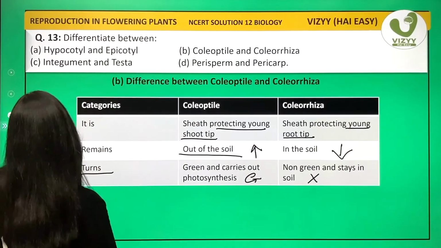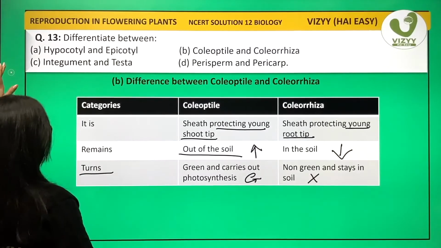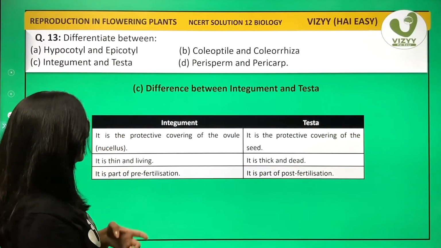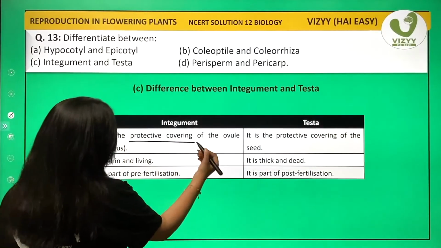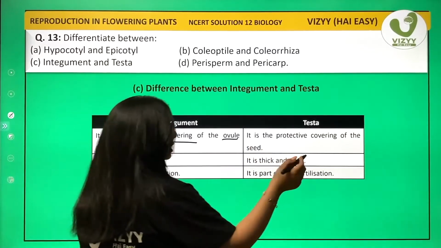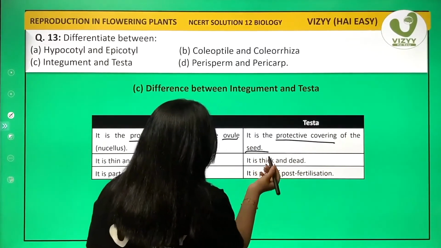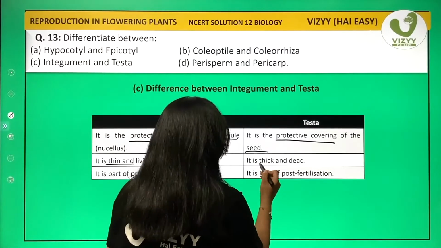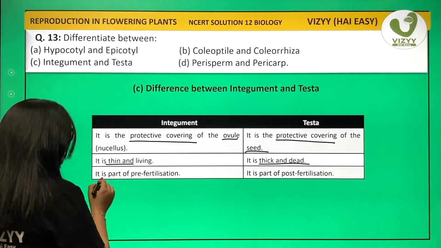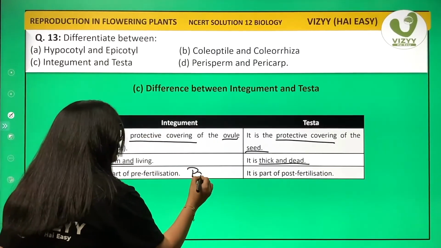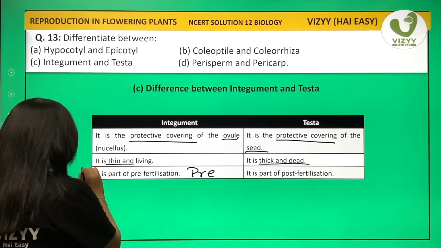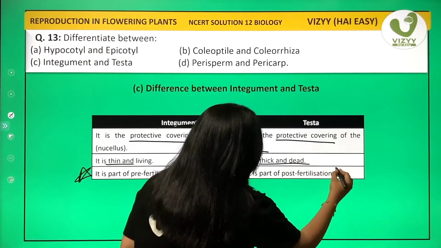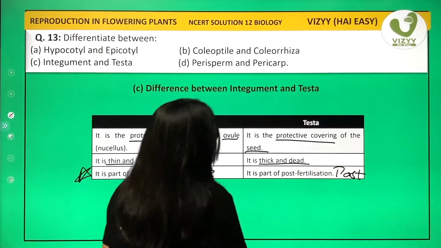Now, third difference, integument and testa. So what is integument? It is a protective covering of an ovule, whereas testa is the protective covering of the seed. Integument is living and thin, whereas testa is thick and dead. And lastly, integument is a part of pre-fertilization. This is important, students. Testa is a part of post-fertilization.